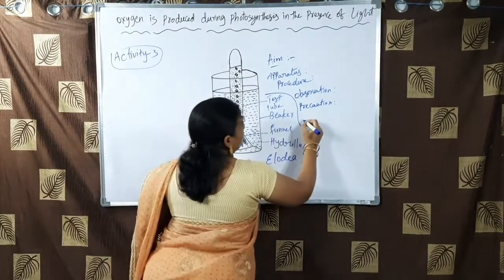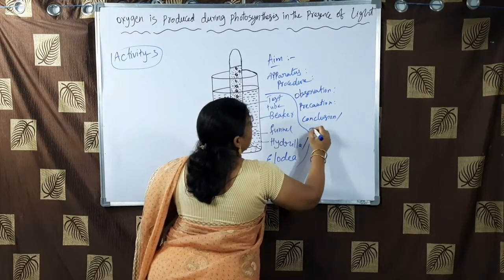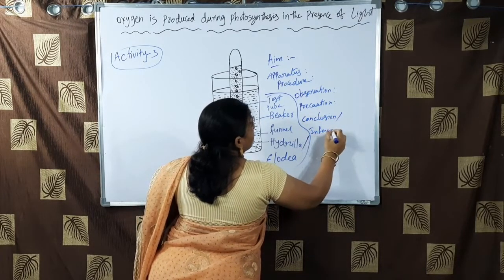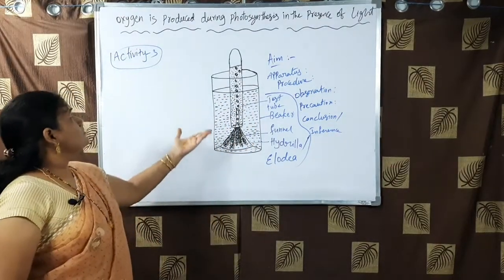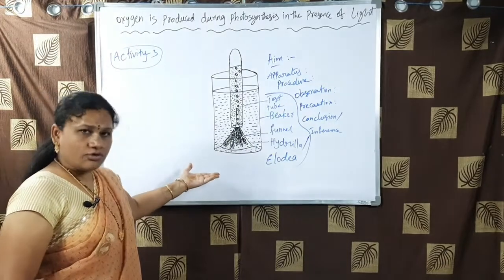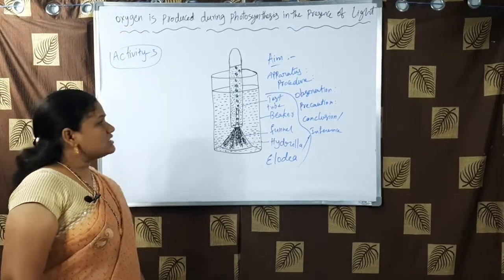So finally, conclusion or inference. Yes, simple. It was proved. What was proved here? Oxygen is evolved during photosynthesis in the presence of sunlight.